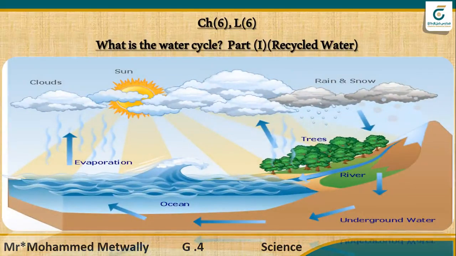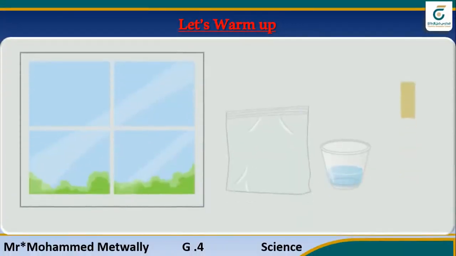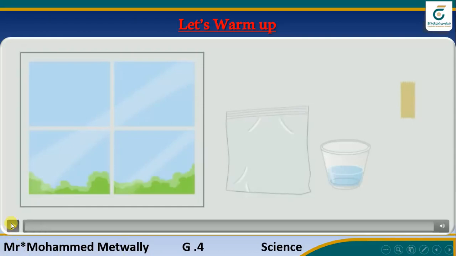In the beginning, I'd like to show you this picture, which is the summary of our lesson. From this picture you can see evaporation, ocean, trees, rivers, rain and snow, sun, clouds. So all of these parts join together to give us our lesson of today. Let's get started with this video to warm up and know more about the water cycle.